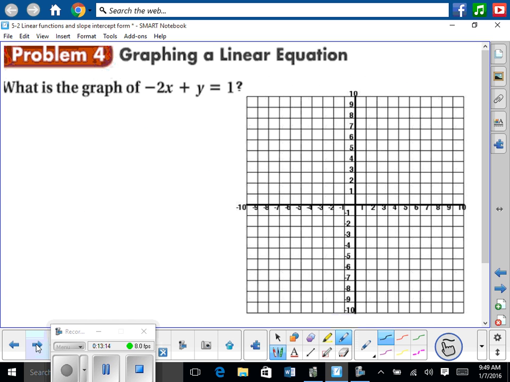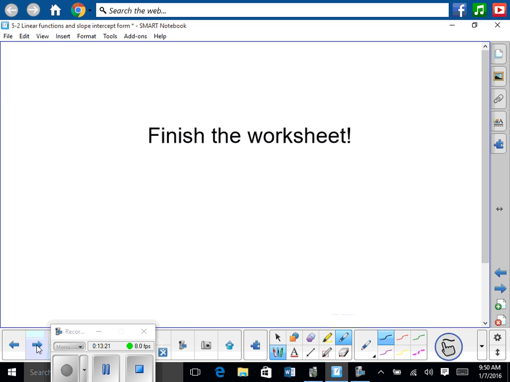Okay. Do I need to do this one, or do you feel okay to graph it? You got it? You know how to graph a line? Okay, and I won't waste your time. Finish the worksheet.